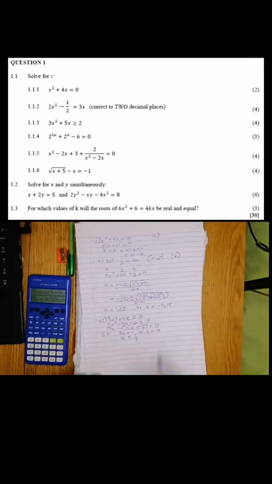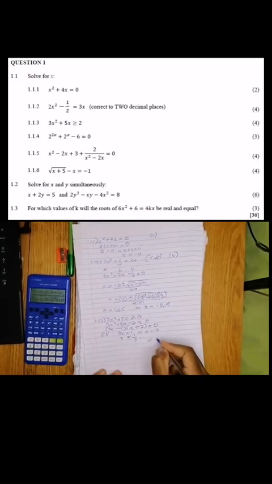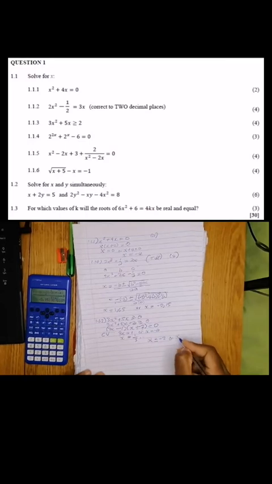So now you drop your inequality sign. For the small value of x, the inequality sign will change. So x will be less than or equal to negative 2, or x will be greater than or equal to 1 over 3. And then you get your full 4 marks.